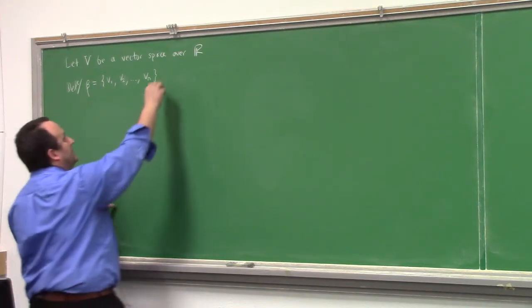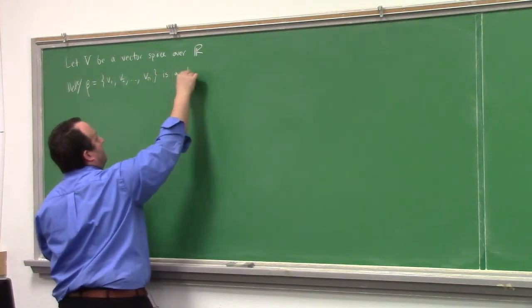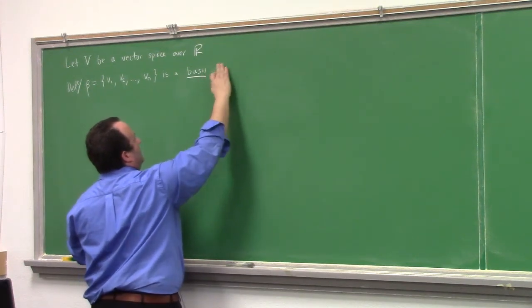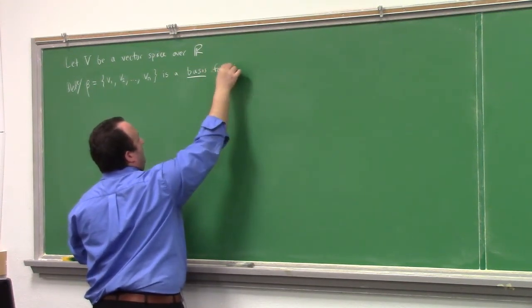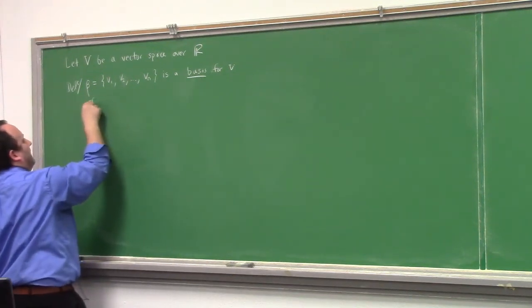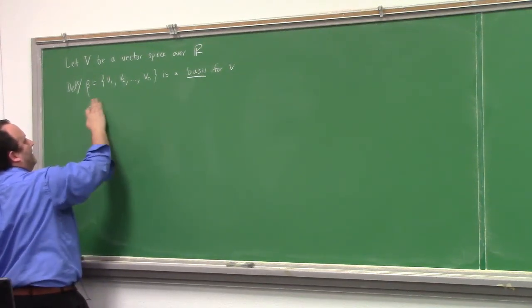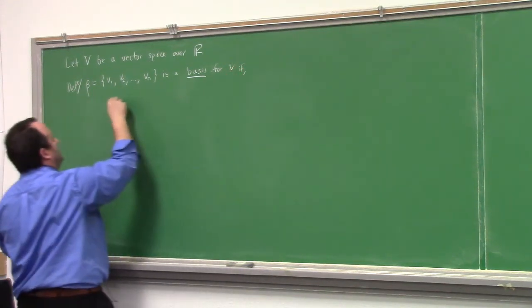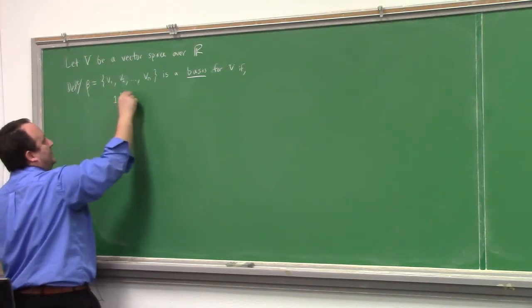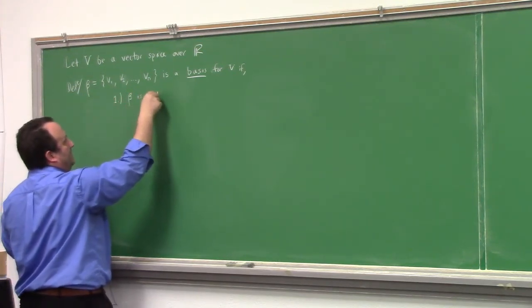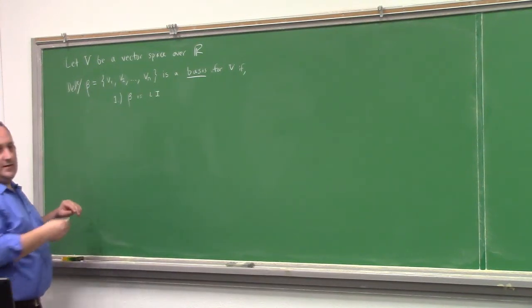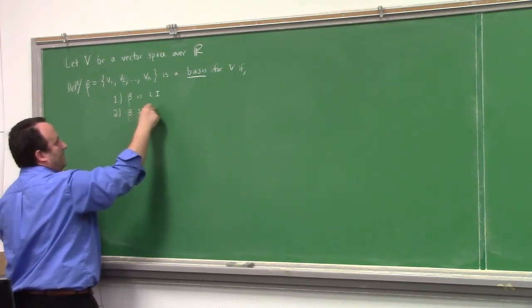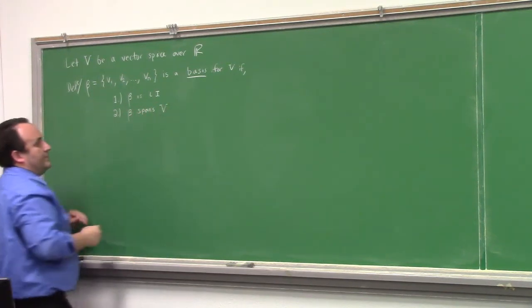a basis for V if what? Number one, beta is linearly independent, right? And two, beta spans V, right?